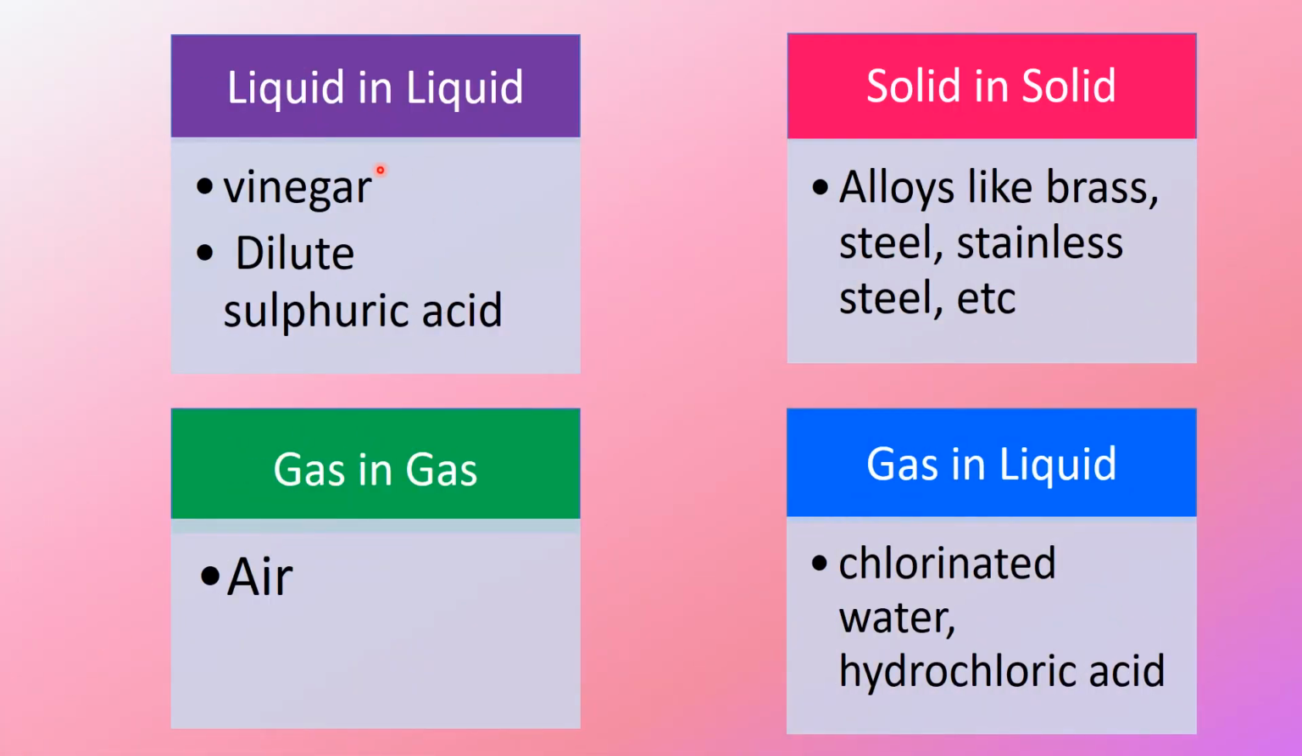Again, we'll see more examples. Liquid in liquid: vinegar, dilute sulfuric acid. Next, gas in gas: the example is air. Next, solid in solid: alloys like brass, steel, stainless steel, etc. These are all examples of solid in solid. Next, gas in liquid: chlorinated water, hydrochloric acid. These are examples of gas in liquid. So all these are examples of mixtures.